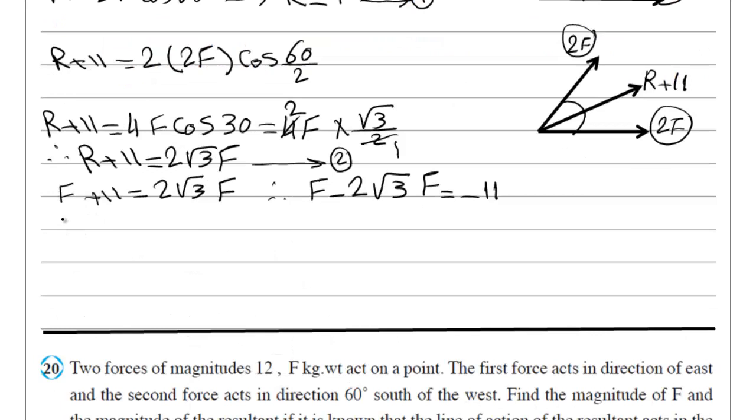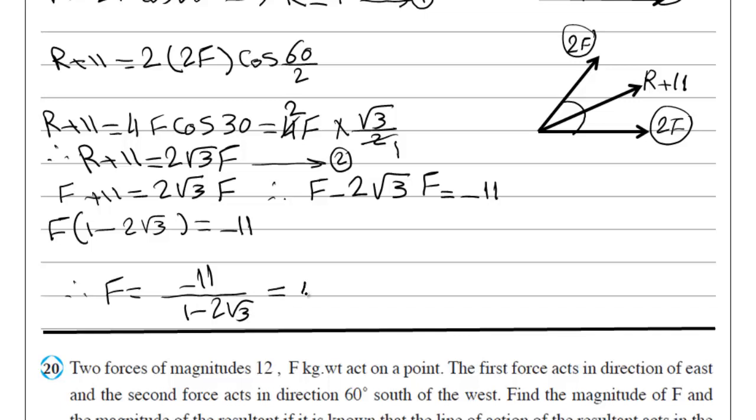Now taking F as a common factor, 1 minus 2 root 3 equals negative 11. So F equals negative 11 over 1 minus 2 root 3. After you calculate it, it will be 1 plus 2 root 3 kilogram weight.